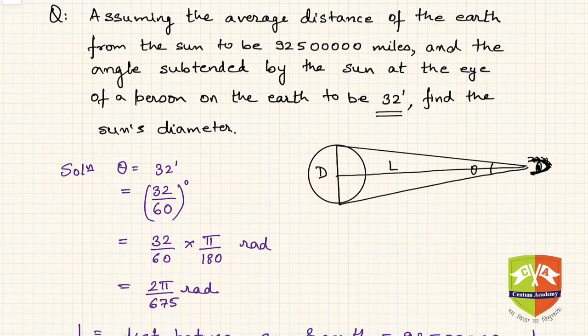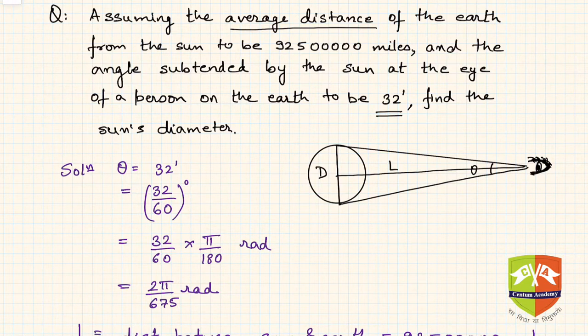Now they are using a term average over here, average distance, because you know that Earth's orbit around the Sun is not a circle, it's an ellipse. So hence the distance between the Earth and Sun keeps on changing, so hence they have taken an average value.